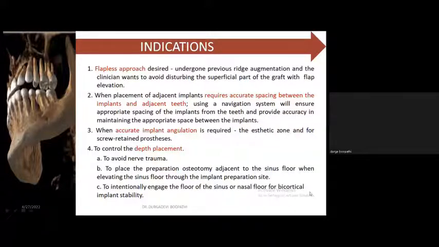In case of the aesthetic zone and also a screw retained prosthesis, accurate implant angulation is required. Otherwise, the bone is going to be lost and the implant is going to fail. And to control the depth of placement, as I was telling in the previous slides, to avoid nerve trauma, and also in case of the sinus floor, where we elevate the sinus floor through the implant preparation site, we won't perforate the sinus floor, we will try to elevate it.